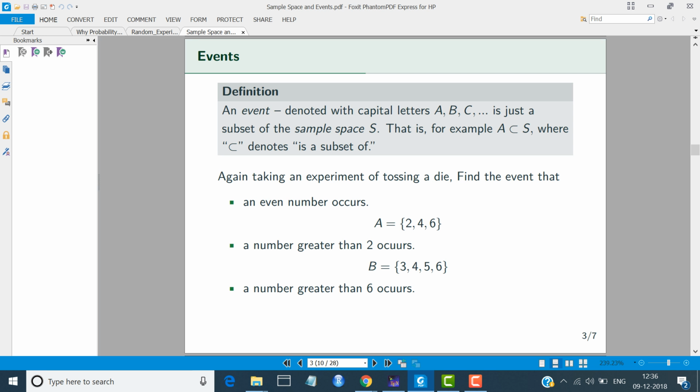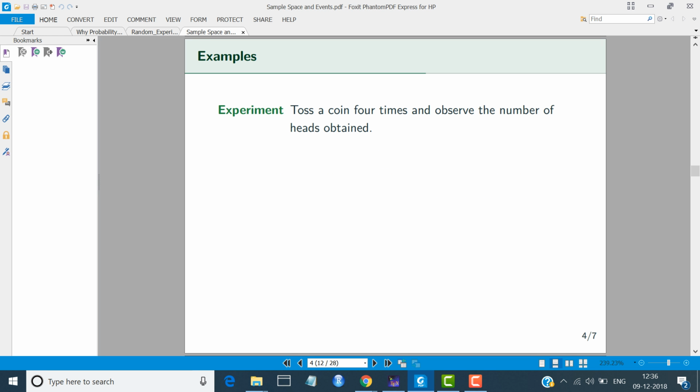And a number greater than 6 occurs. Is there any possibility that a number greater than 6 occurs when throwing a die? There are no such numbers, so the event is the empty set.